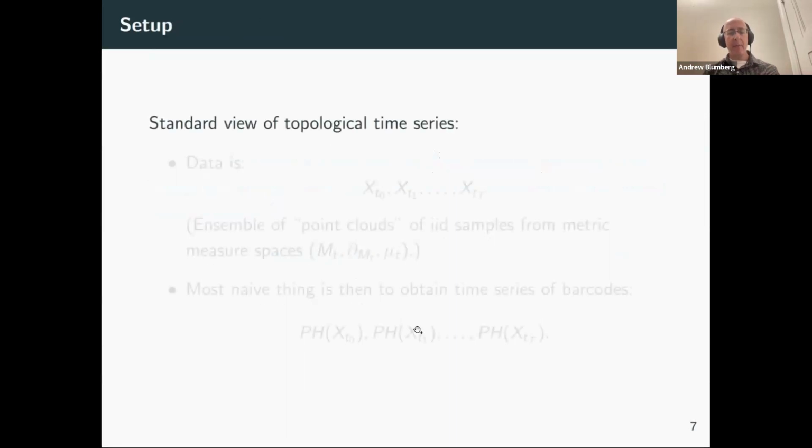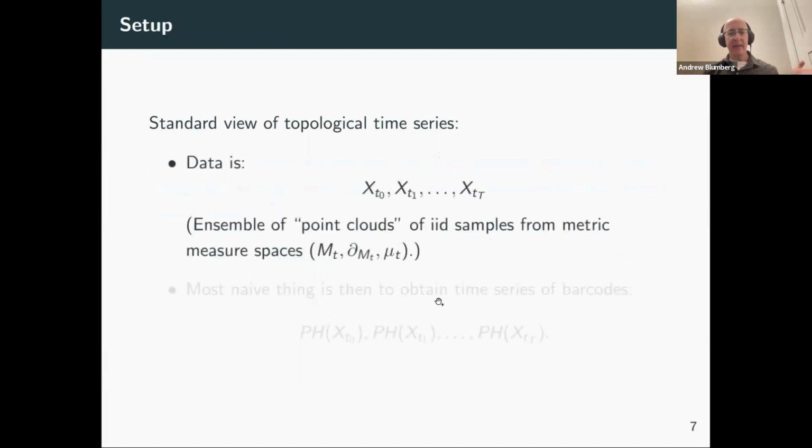So the standard view of topological time series, and this is something I said earlier in the talk, but just writing it out more formally, is that the data is a sequence of point clouds. So each x sub t_i is a finite metric space, which we think of as IID samples from some underlying metric measure space.